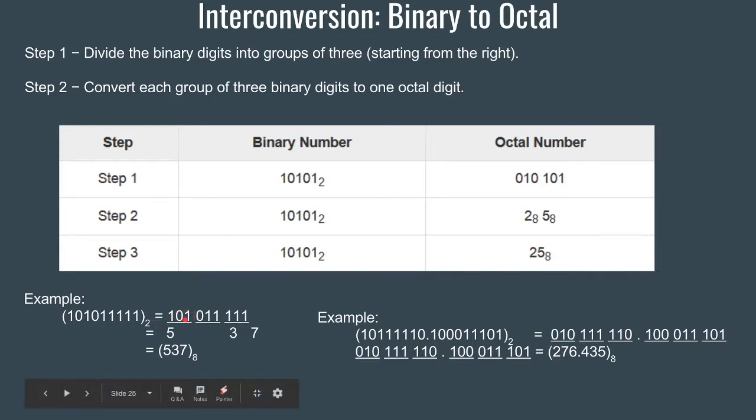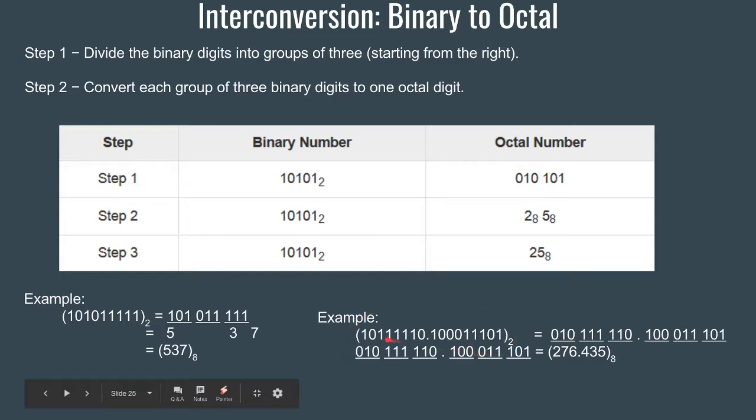Now this 101 is octal 5, 011 is octal 3, and 111 is octal 7. Therefore, we combine these 3 octal digits into 1 to get the entire octal number. Thus, we get 537 in octal number system.